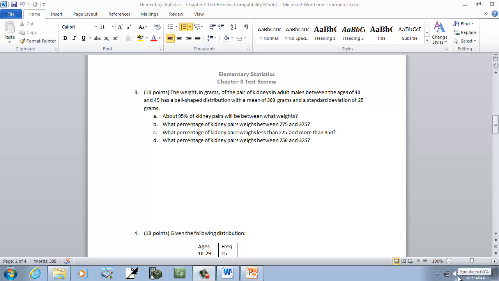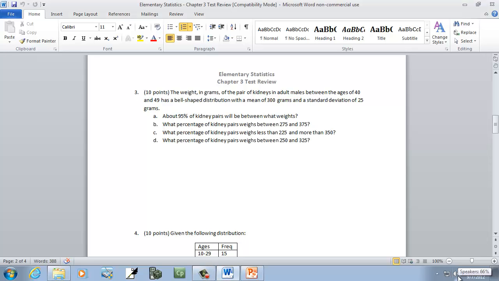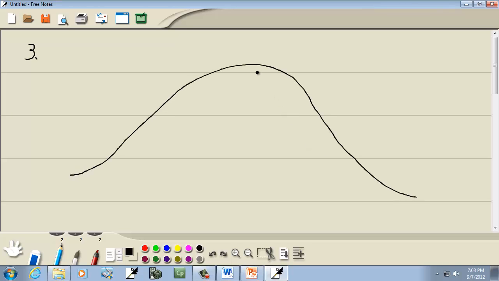Let's take a look at problem number 3. I've got my tablet up and running. Yep, looks like. So let me bring it up. Then we got our empirical, our bell shape that we're going to use on this.